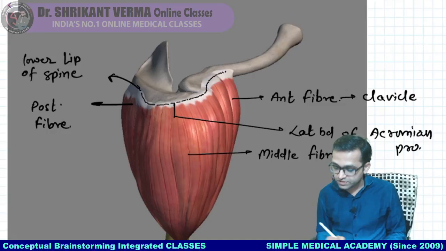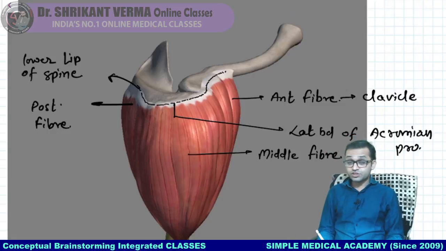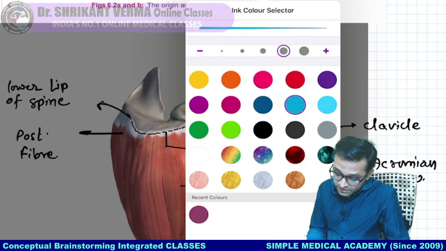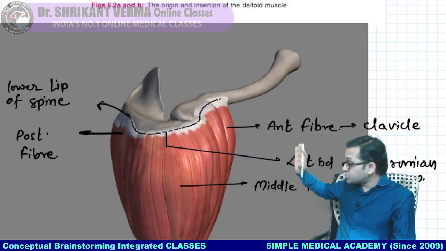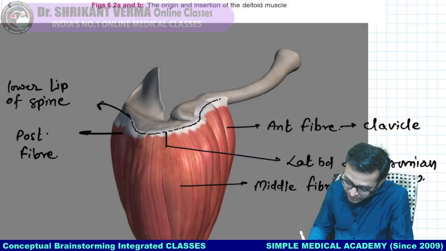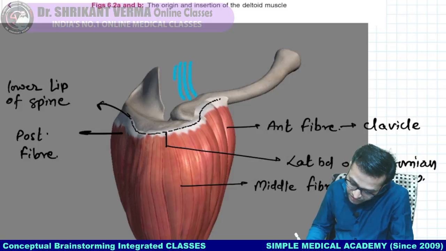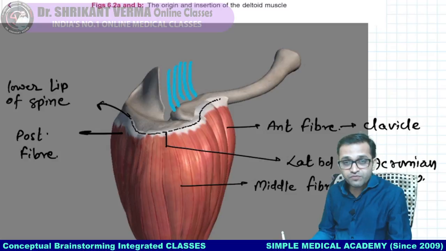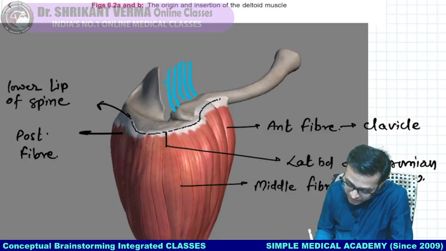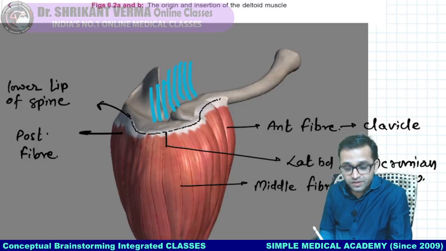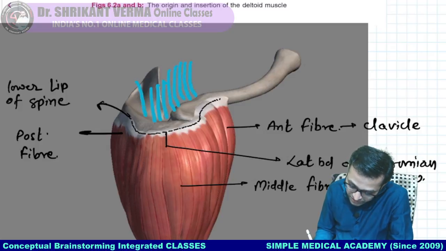This is our lateral border of the acromion process. And I just want to recall one point for you, that the trapezius insertion is just opposite to all these structures. Trapezius upper fibers take insertion along the lateral border of the clavicle. Middle fibers take insertion along the medial border of the acromion process, and the lower fibers take insertion at the upper lip of the spine of the scapula. Just see here, these are the points.